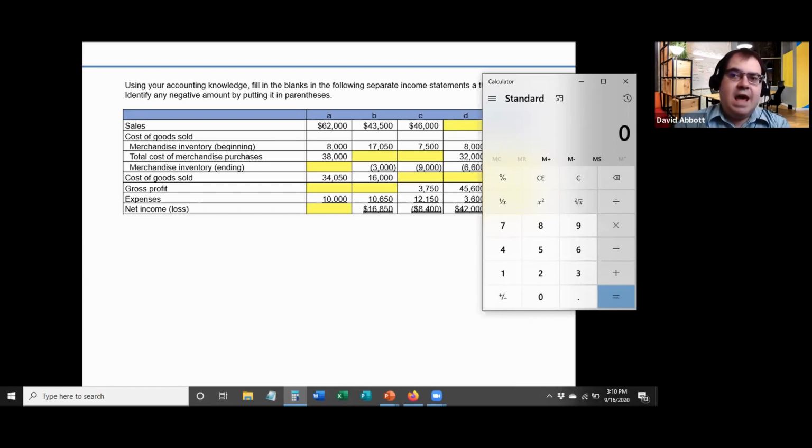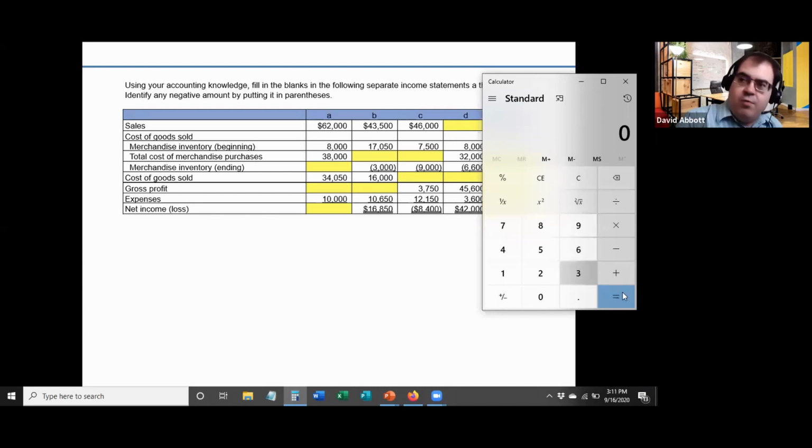So it says that they had $62,000 in sales, and then we see that they had a beginning cost of merchandise of $8,000, and then they had a total cost of merchandise purchases of $38,000. So they started out with $8,000. They purchased $38,000. So then we need to know the ending merchandise inventory. And they do tell us the cost of goods sold, so they do tell us how much they sold. So for the first one, let's see. So you'd have to work backwards.